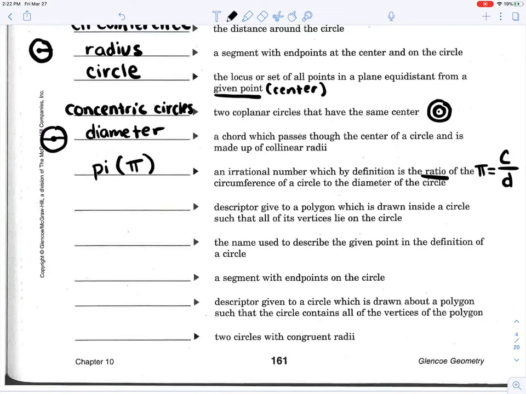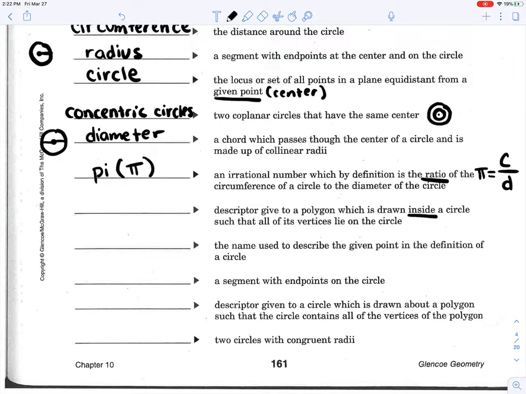The descriptor given to a polygon which is drawn inside, keyword there would be inside, a circle such that all of the vertices lie on a circle, we would say that figure is inscribed because it is inside.